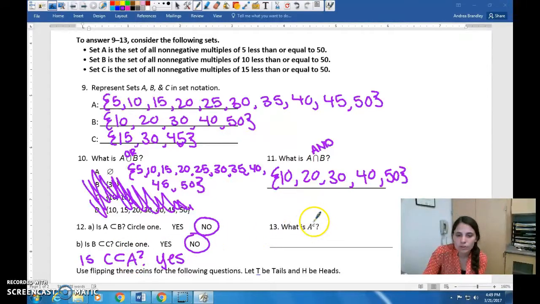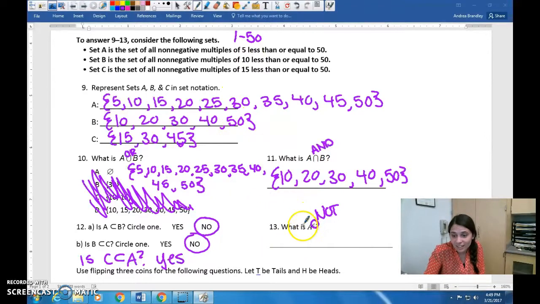Our last symbol for these types of problems is this little c, which stands for complement and means not. So A complement is what is not in A. In order to know that, we need to know our sample space. I'll go ahead and tell you that your sample space is just the numbers from 1 to 50. All the numbers from 1 to 50.